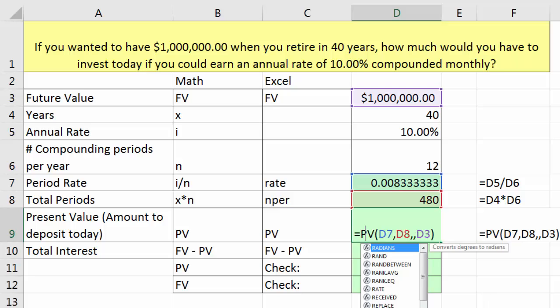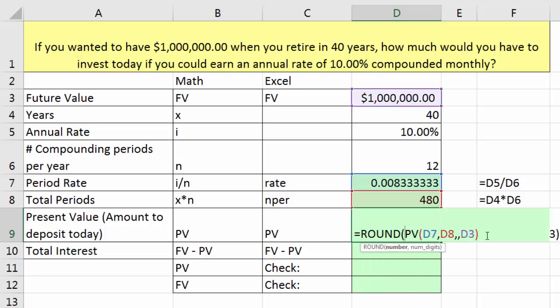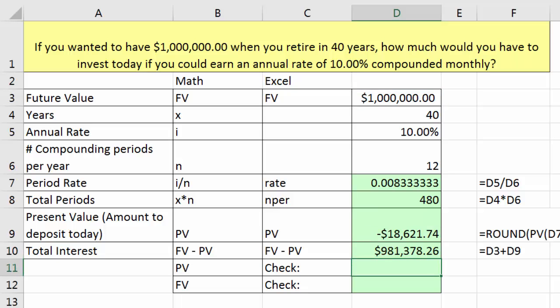Now I'm going to round this. We're going to round it to the penny, comma, 2, close parentheses. Now the moment of truth equals, and there's our future value, plus, because we already have our present value as a negative, and enter. That is a lot of interest. That is the power of compound interest.